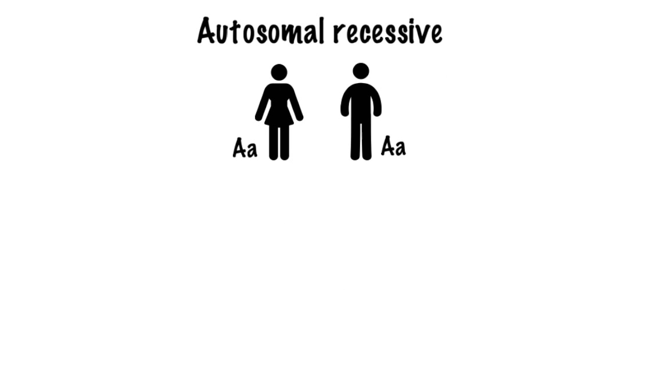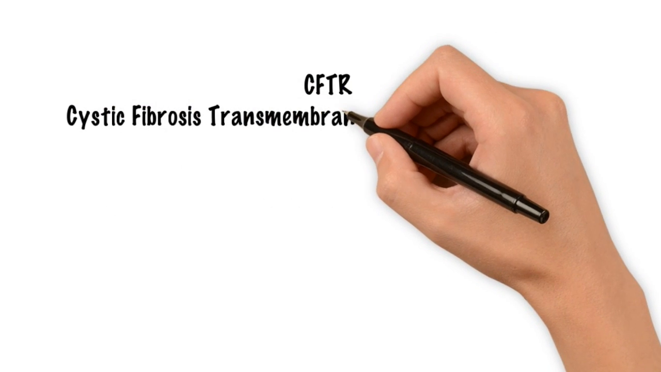People inherit cystic fibrosis in an autosomal recessive fashion. This means that if you get a mutated copy of the disease-associated gene, known as CFTR, from both of your parents, you will end up having the disease. People with only one mutated CFTR gene do not show signs and symptoms of cystic fibrosis. CFTR stands for Cystic Fibrosis Transmembrane Conductance Regulator.